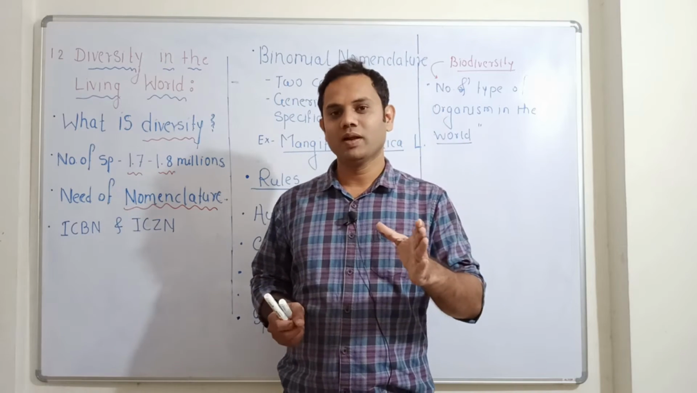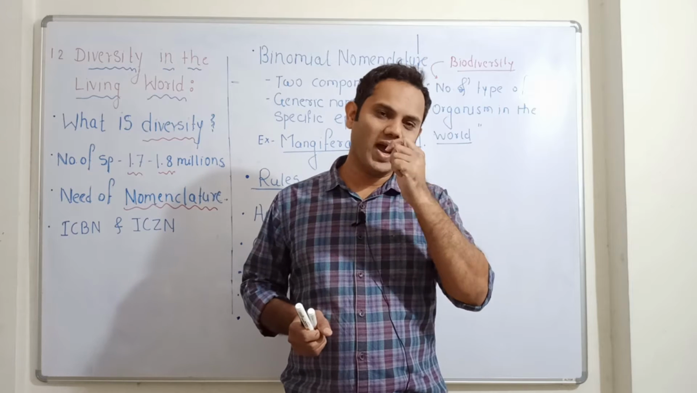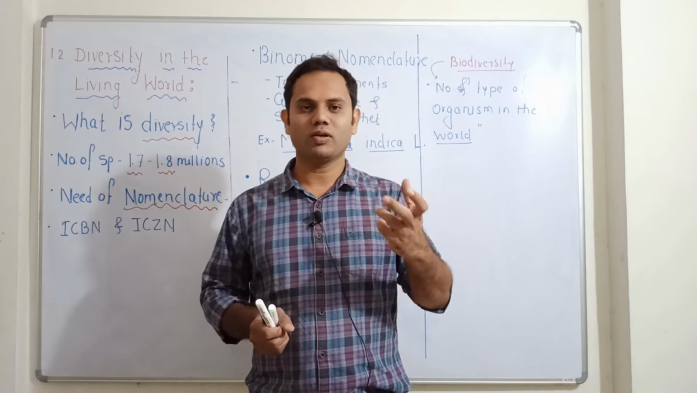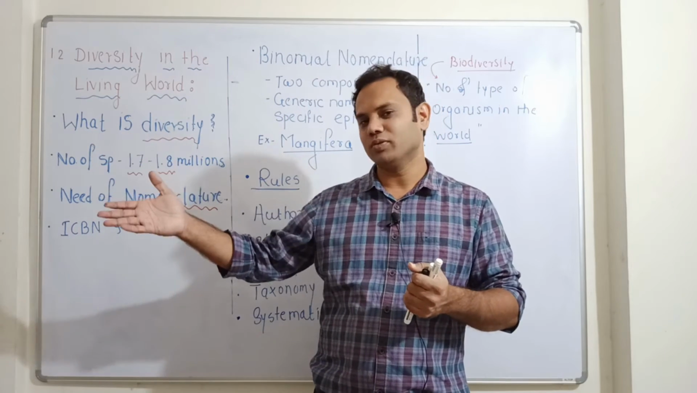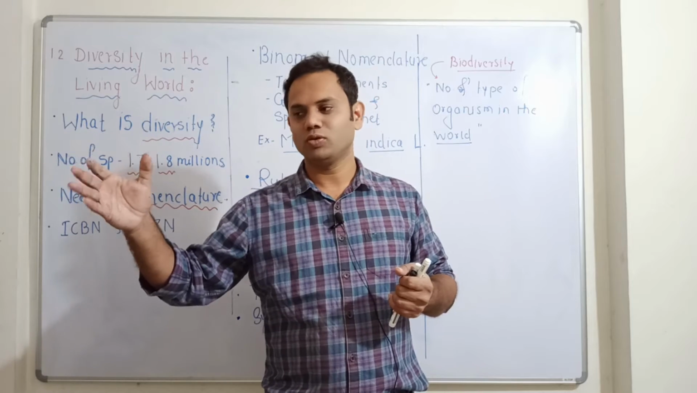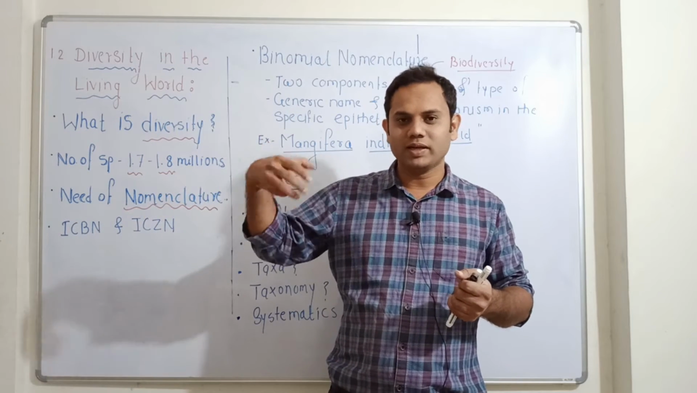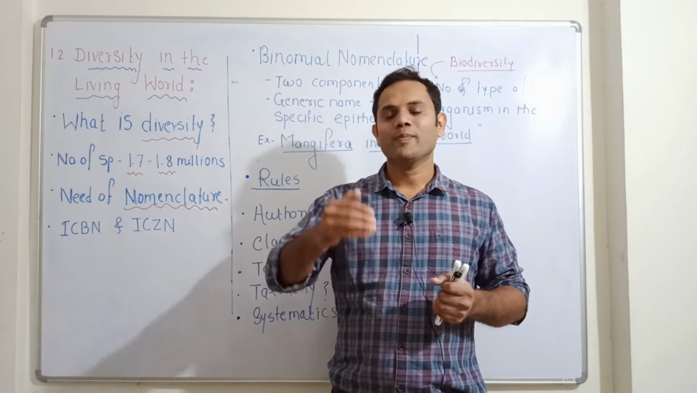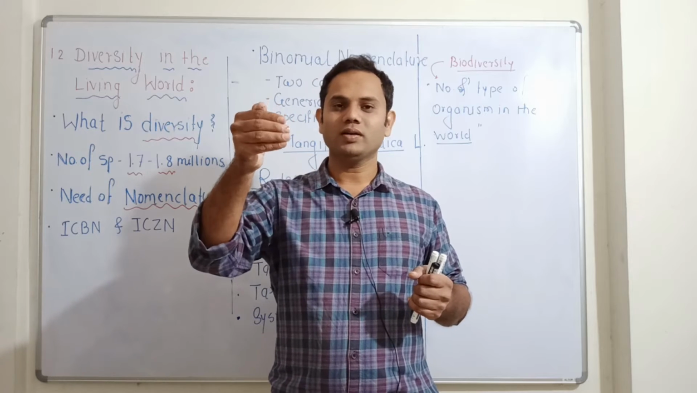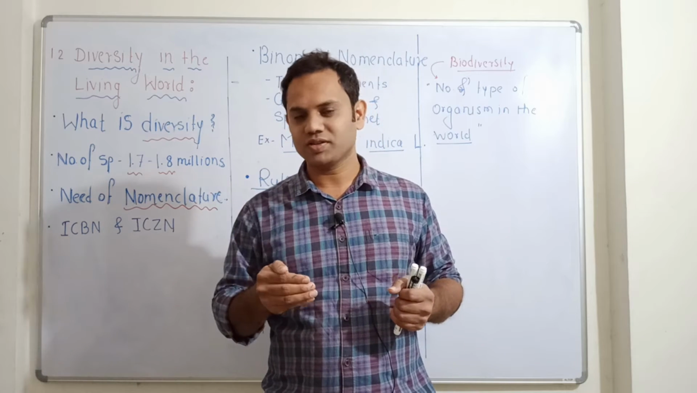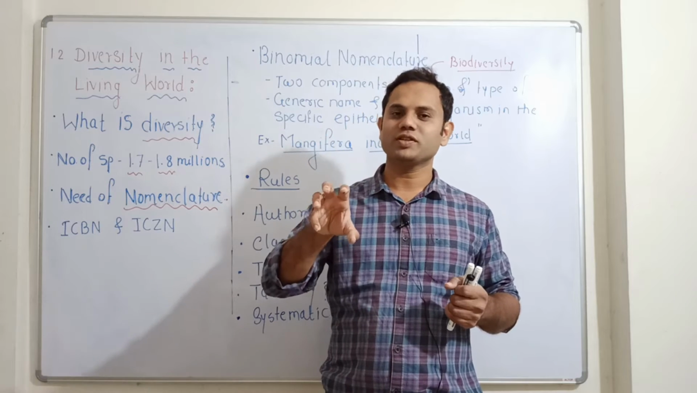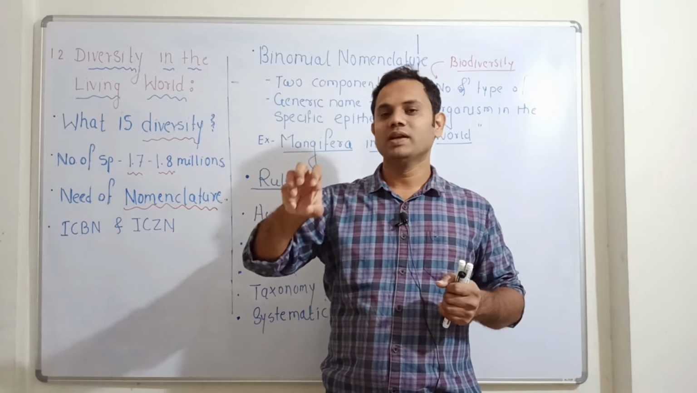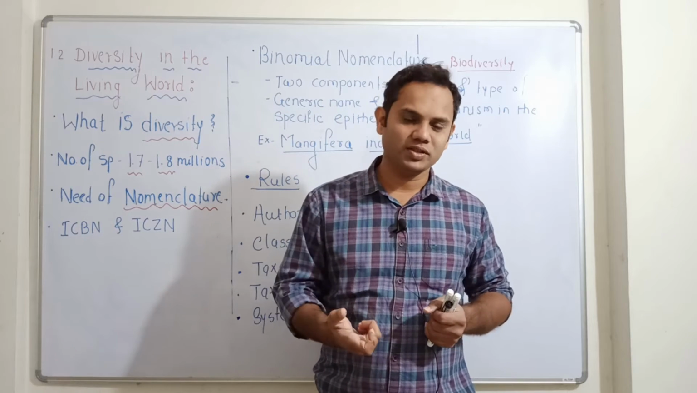For example, in Marathi you call mango amba. But when you go to the south, if you ask someone to please give me that amba, could he or she understand that word? Obviously not. So there is a need for a universal process of giving a name to that particular plant, which is called nomenclature, or scientific nomenclature.